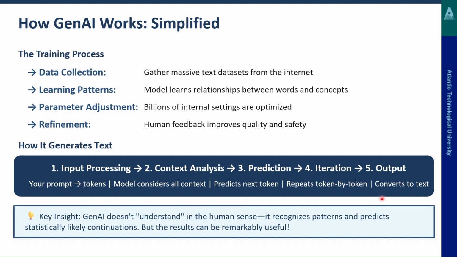So generative AI doesn't understand in the human sense. It recognizes patterns and it predicts the statistical likelihood of that pattern or that prediction continuing. It doesn't sound like it's doing much. It's just trying to analyze tokens and then predict what the next token is. But you can see that the results from doing this over billions or trillions of different parameters are actually becoming quite useful, and these things are taking the world by storm.